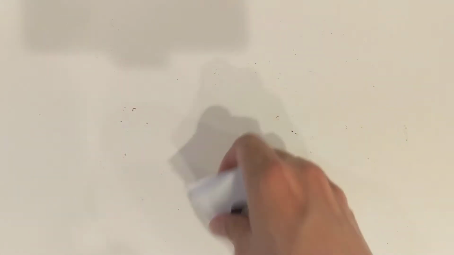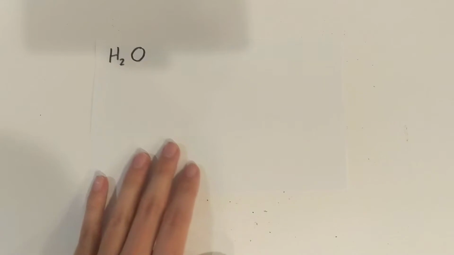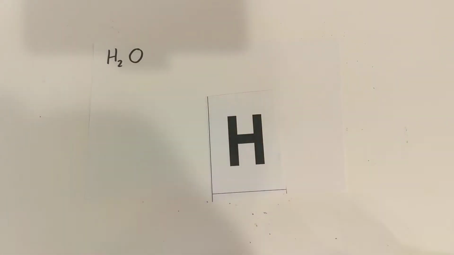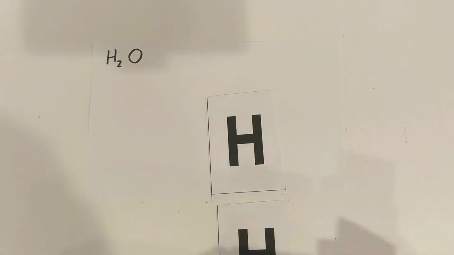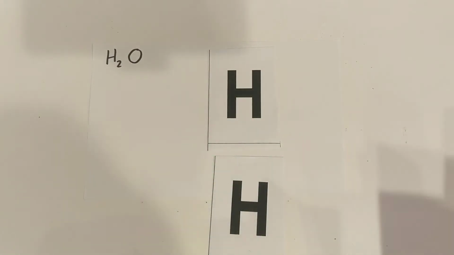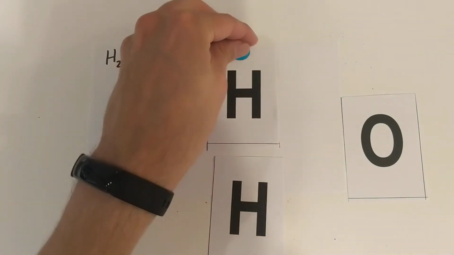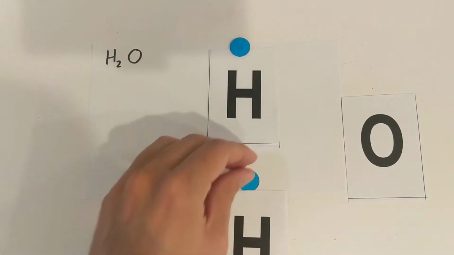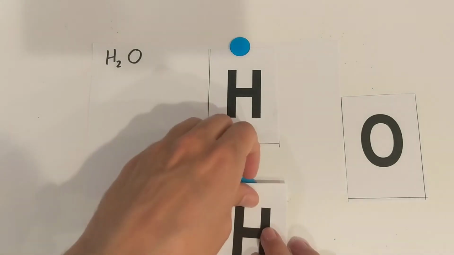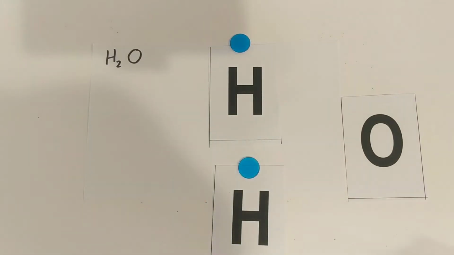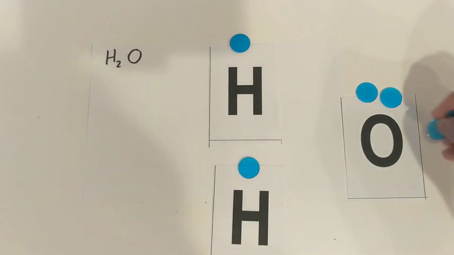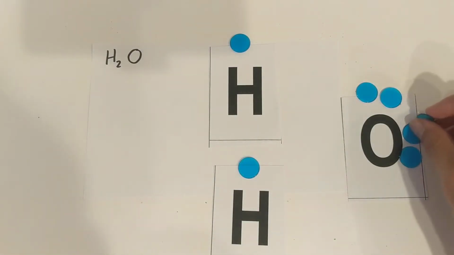The next one is going to be H2O. So this will be water. And so let me grab out 2 hydrogens here. And 1 oxygen. And let's count up our electrons. So we know hydrogens have 1 valence electron each. And oxygen will have 6.